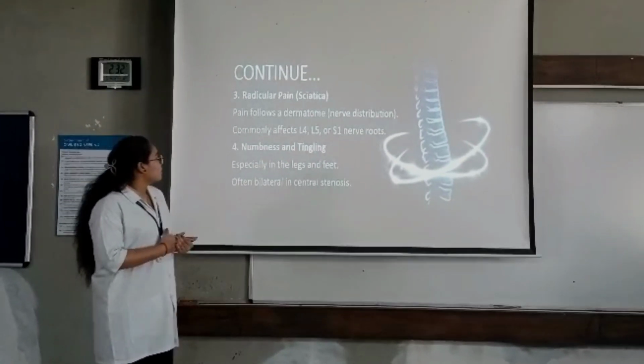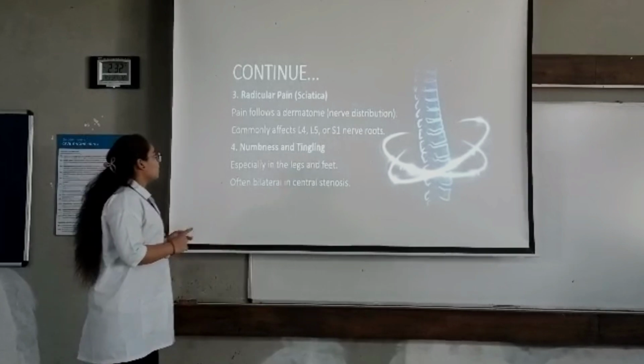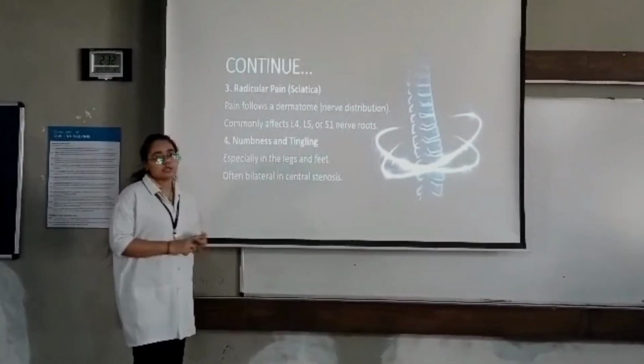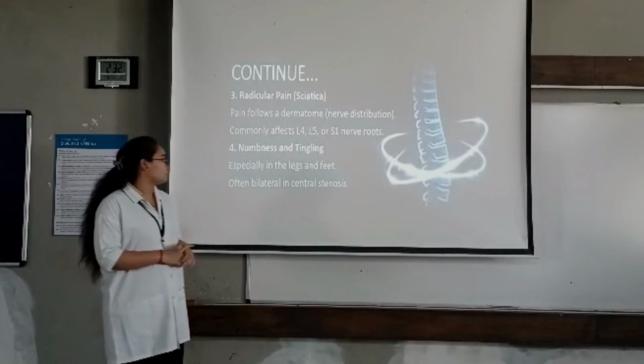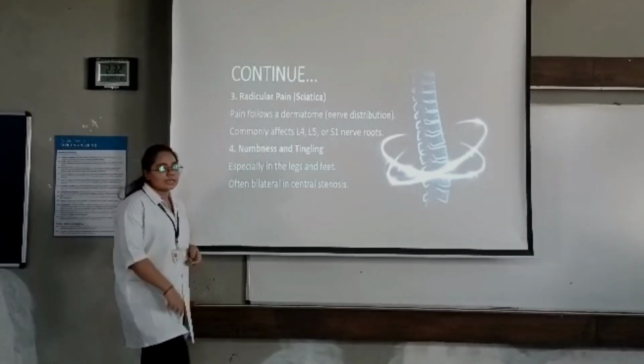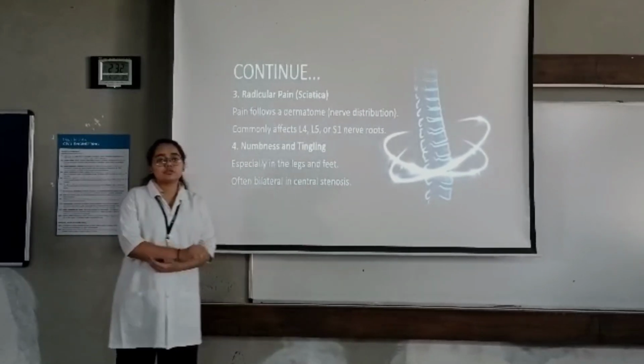Continue with the third, radicular pain, sciatica. Pain in a dermatome, the nerve distribution, commonly occurs in the L4, L5 and S1 nerves. Now the numbness and tingling, especially in the legs and the feet, often bilateral because of the central canal stenosis.